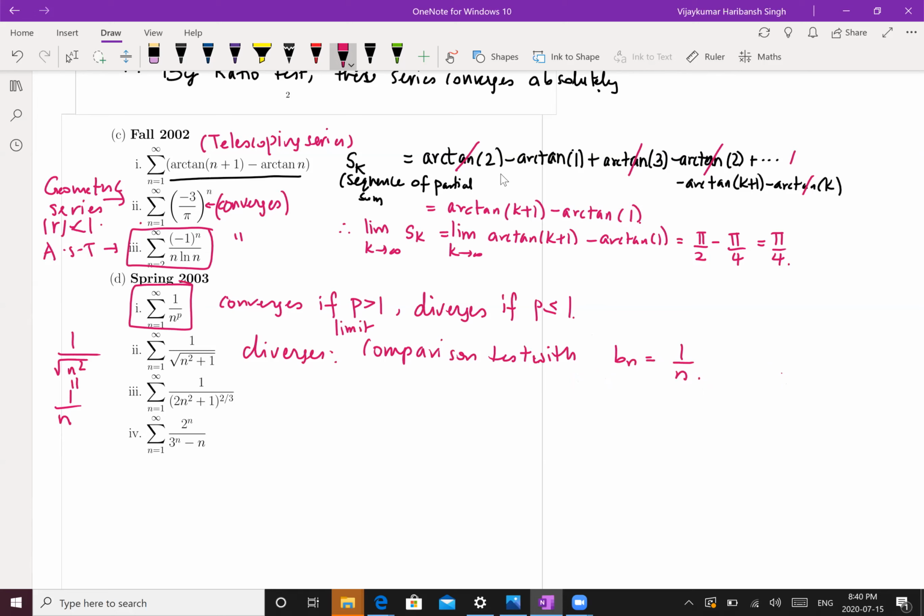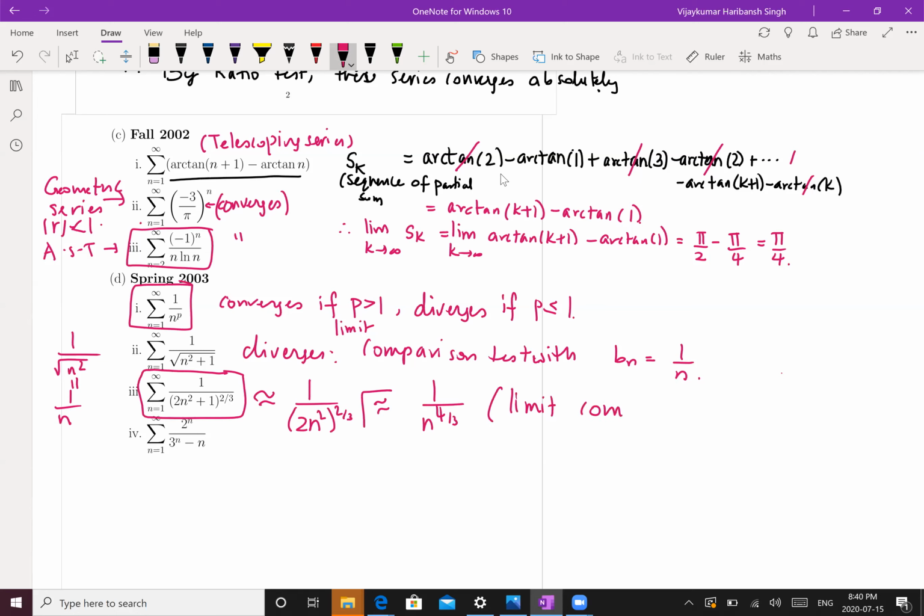Same thing here as well. When there is too much noise around here, you should just compare. This is roughly going to be 1 upon what? 2n square to the power 2 by 3, which is going to be 1 by what? 2, forget about 2. This is roughly going to be n to the power 4 by 3. So again, limit comparison test.